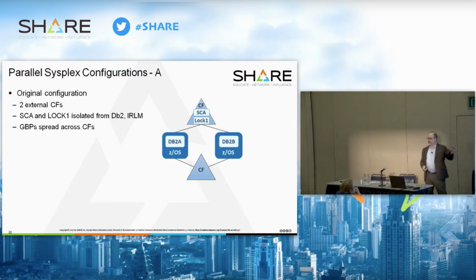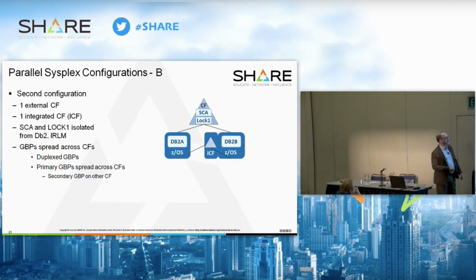So this is the simplistic view of the way things were, say, in the mid-90s when we started with data sharing. I had two CECs, two LPARs, and I had two external coupling facilities. I put the lock and the SCA on one, and I balanced the group buffer pools across them, right? And in the mid-90s, we couldn't do duplexing, but later on, once we started doing duplexing, we would just spread the primaries and the secondaries across those two.